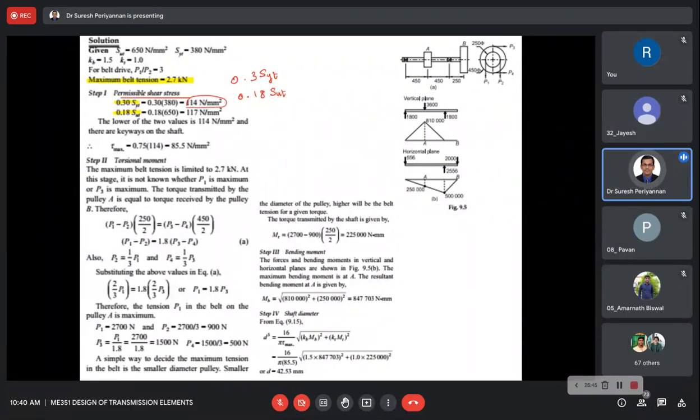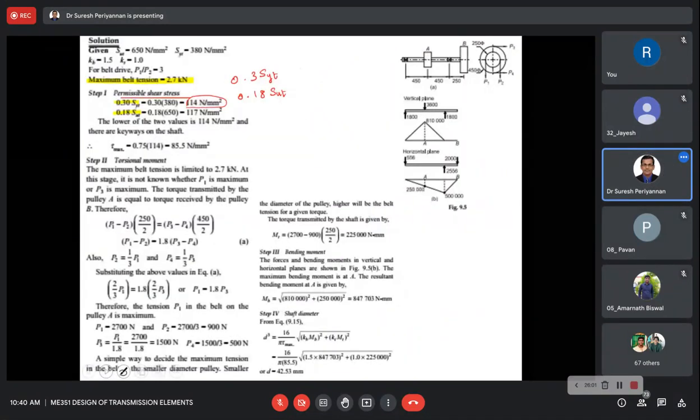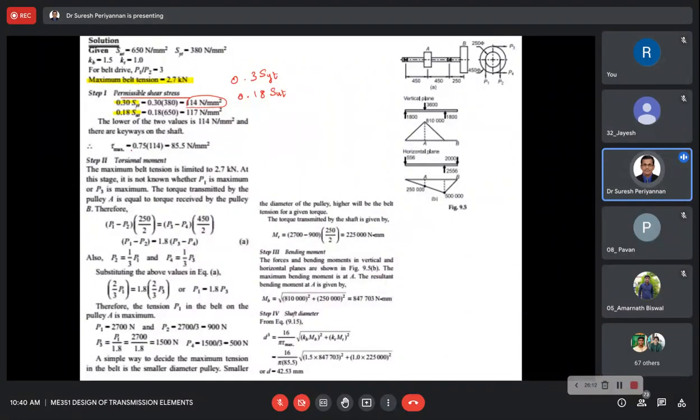But there is one more condition in the ASME code approach we discussed. Both pulleys are connected to the shaft with the help of a key, so a key slot may be provided on the shaft and pulleys. Hence we use 75%, reducing the strength by 25%. We multiply again, so tau max is going to be 0.75 into 114. Very important, you may expect this type of question in the objective exam.